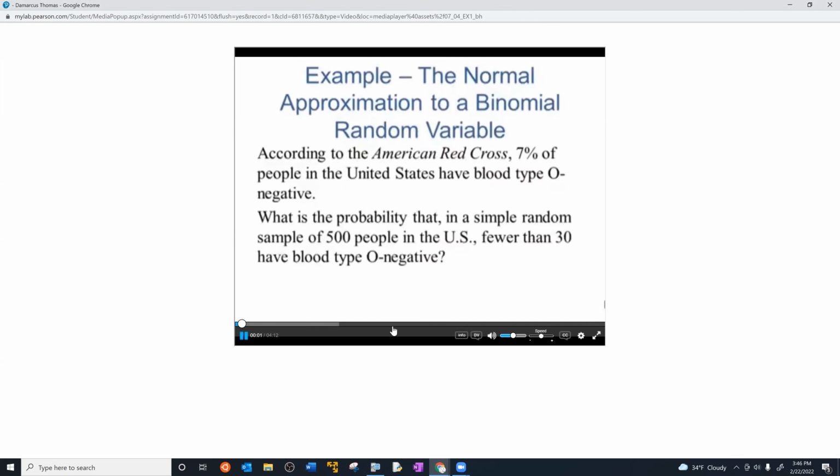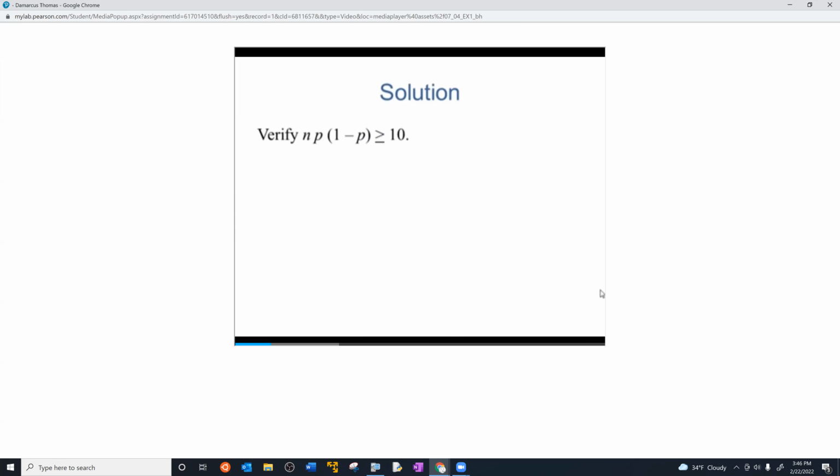In this example, we'll learn to use the normal approximation to a binomial random variable. According to the American Red Cross, 7% of people in the United States have blood type O negative. What is the probability that, in a simple random sample of 500 people in the US, fewer than 30 have blood type O negative? First, let's verify that this is a binomial experiment. Each of the 500 independent trials here has a probability of success of 0.07. That indicates that this is indeed a binomial experiment.